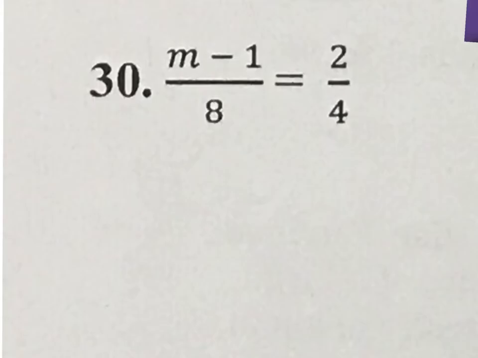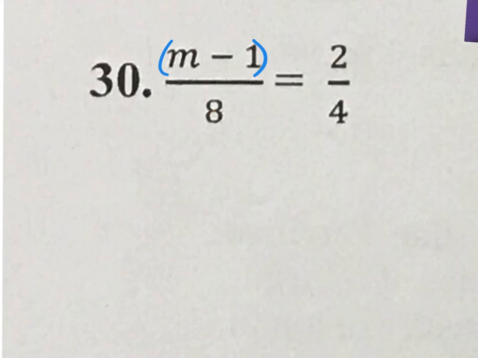Let's jump to number 30 here. So again, if you happen to have two terms in the numerator or the denominator, what do I recommend? Use parentheses. Put parentheses around those two terms so you could actually view it as one item, okay? So when you cross multiply, you're going to have the binomial in parentheses m minus 1 times 4 equals 8 times 2. So let's cross multiply.